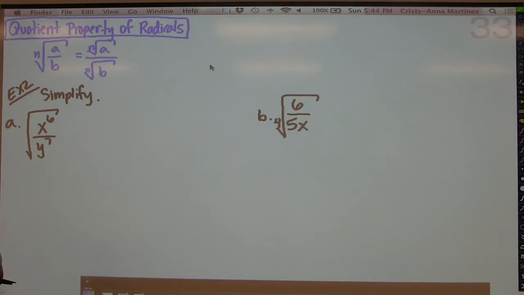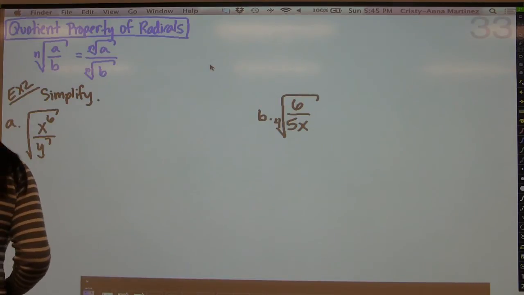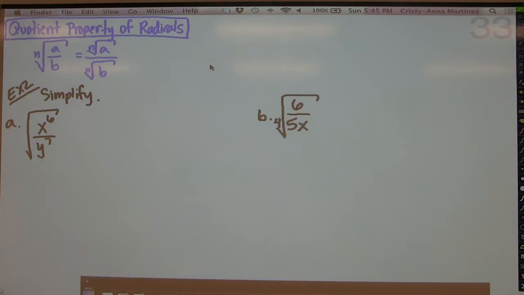It's important for you to remember also in these cases that it is improper to have a radical on the bottom, so you want to rationalize any denominators, and we will talk about that as we go through the problem.